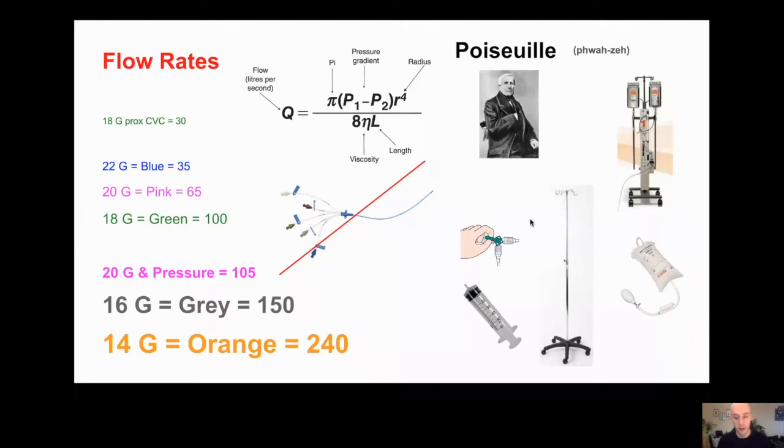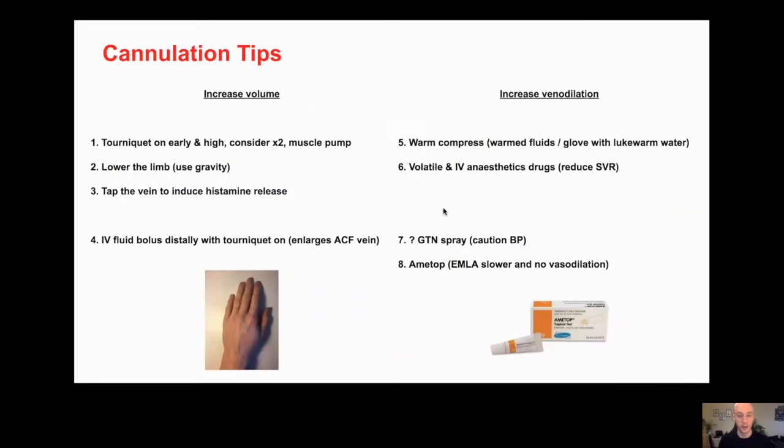But my preferred method, as well as using those two, is to use a 3-way stopcock and a 20 ml syringe. So you can just put the 20 ml on, open the 3-way tap, draw up some fluid, close it, push it in, open, close, push. And in that way, you can get a lot of fluid in very quickly, even through a pink cannula. Okay, so those are the factors affecting flow rate.